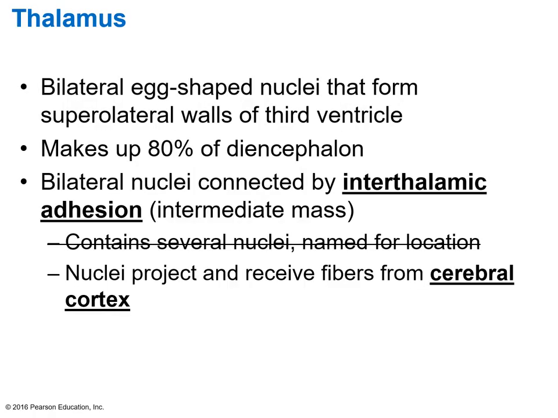So the thalamus is kind of oval or egg shaped. It helps to form part of the walls of that third ventricle. As I said, that's the majority in terms of mass of the diencephalon. It does have fibers that it's getting from the cerebral cortex.